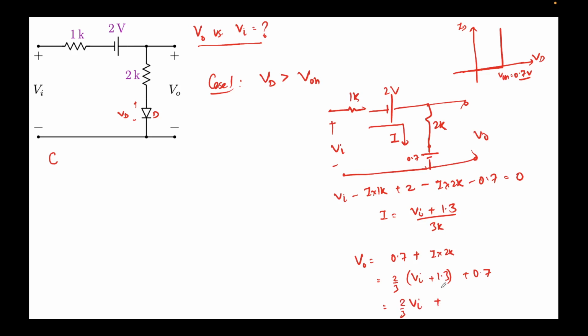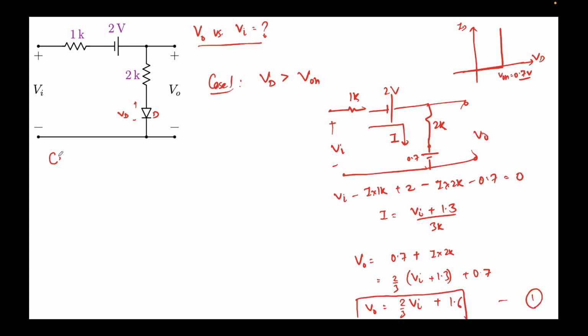If I try to solve it, this will be 2 by 3 Vi plus 2.6 by 3, that will be approximately 0.9, plus 1. This is an approximate value, it will be slightly smaller than this actually, 2.566 or something. I am rounding it off, and this is expression 1 for the case 1 that we had discussed.